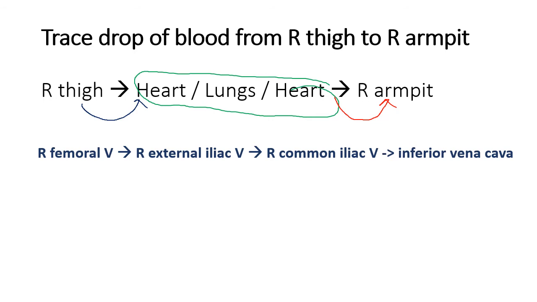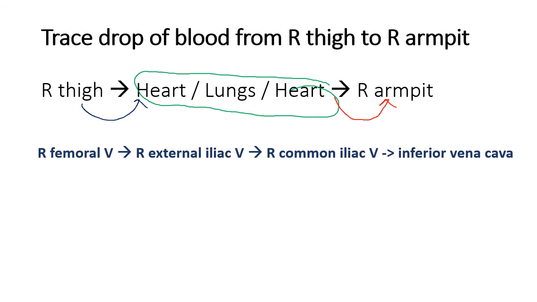This would be the first part. We would start in our thigh and find our way to the heart, right? So we would go from your right femoral vein up to your right external iliac vein. Blood will continue to travel up, and it will converge into your right common iliac vein that will continue to travel up, and this will converge onto your inferior vena cava.